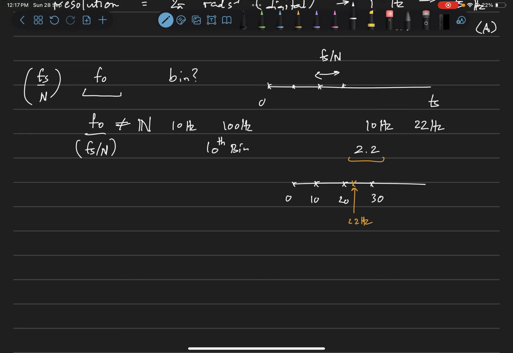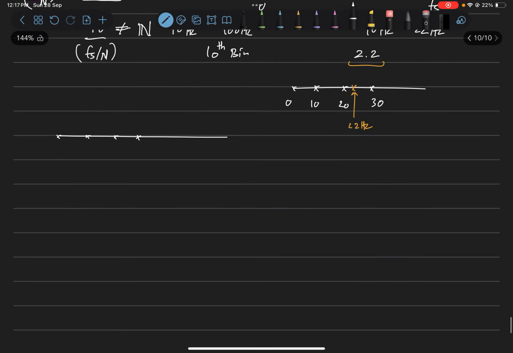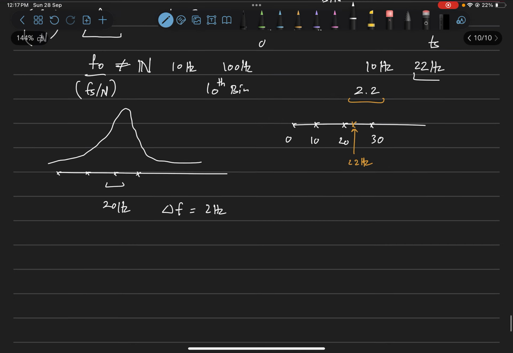So when you try to get the FFT plot, it will look something like this. Because it cannot give you a peak here, because the frequency is discrete, you would see something like this. Your frequency plot will be kind of smudged over between these two intervals, and the peak will be close to 20 hertz. So what you will estimate is 20 hertz, and the estimation error in f will be 2 hertz, because your original f0 was 22 hertz.